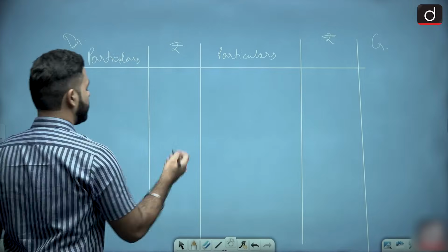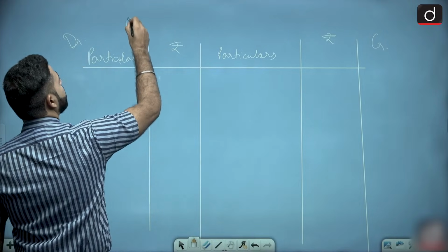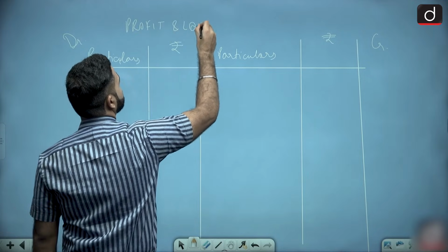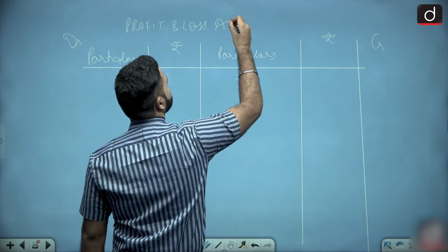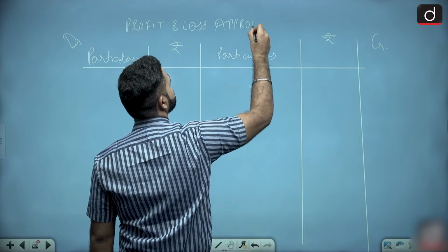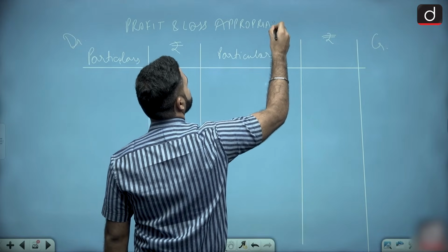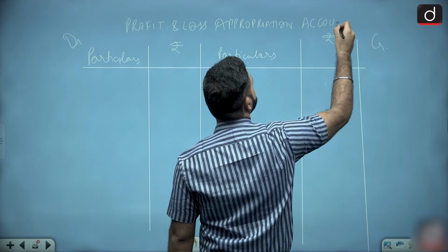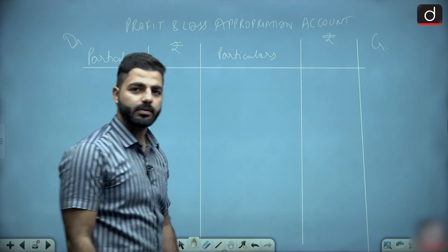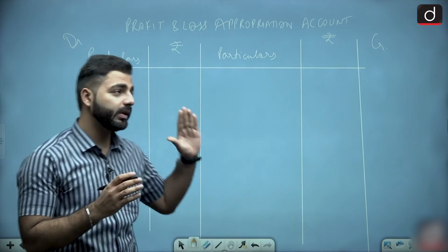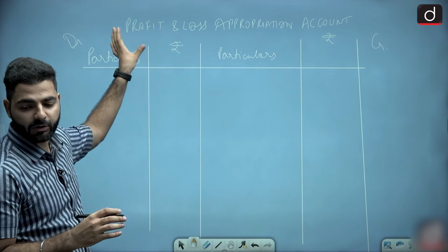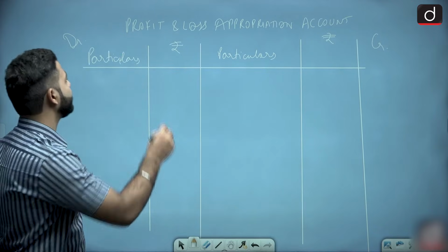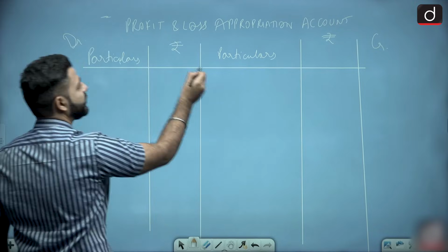write. Okay, so we will write first profit and loss appropriation account, right? Remember I told you, in the debit side of the profit and loss account we get the net profit, then we will zigzag transfer it. So if here it is the net profit, we will transfer it to this side.